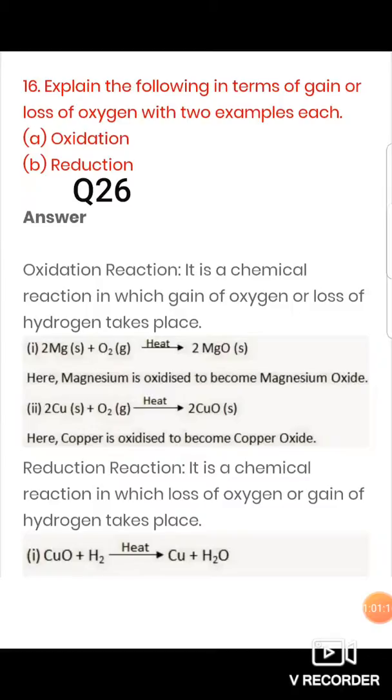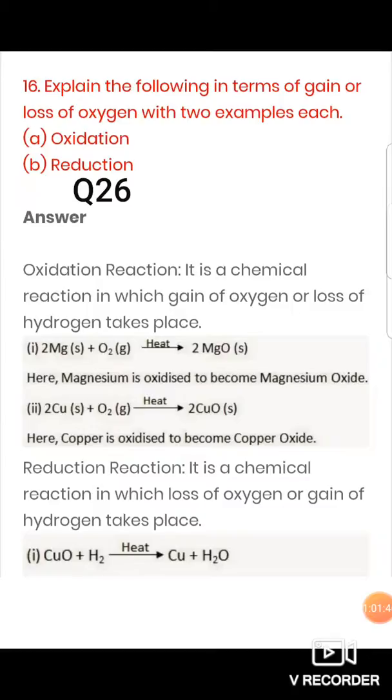Explain the following in terms of gain or loss of oxygen with 2 examples each. So, oxidation and reduction. Here, an oxidation reaction is a chemical reaction in which gain of oxygen or loss of hydrogen takes place. So what is an oxidation reaction? Oxidation reaction is one in which gain of oxygen and loss of hydrogen takes place.